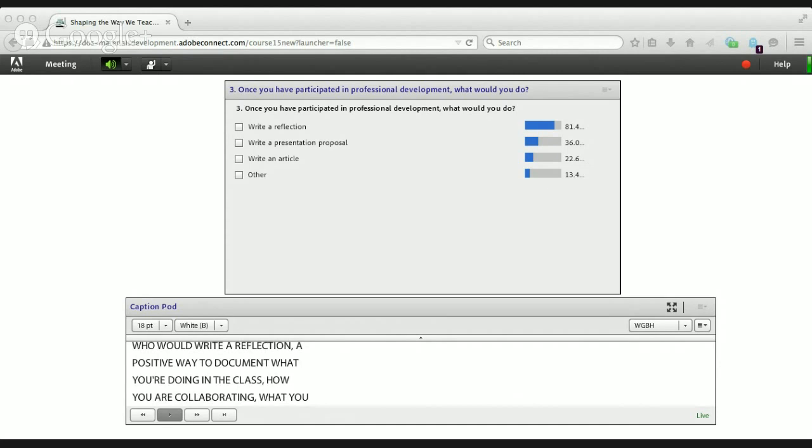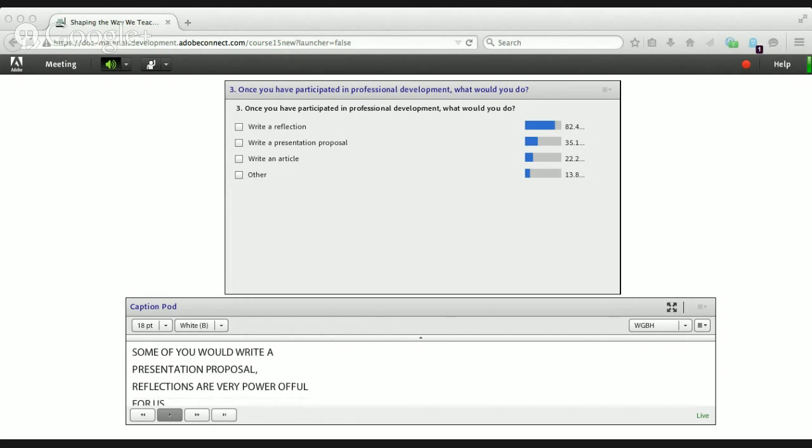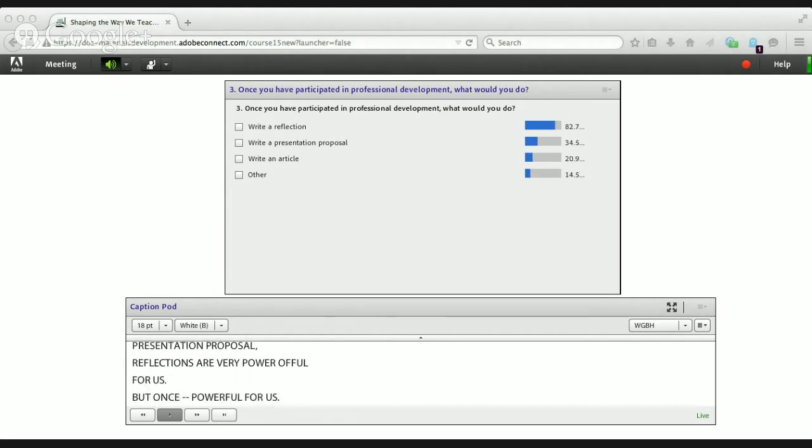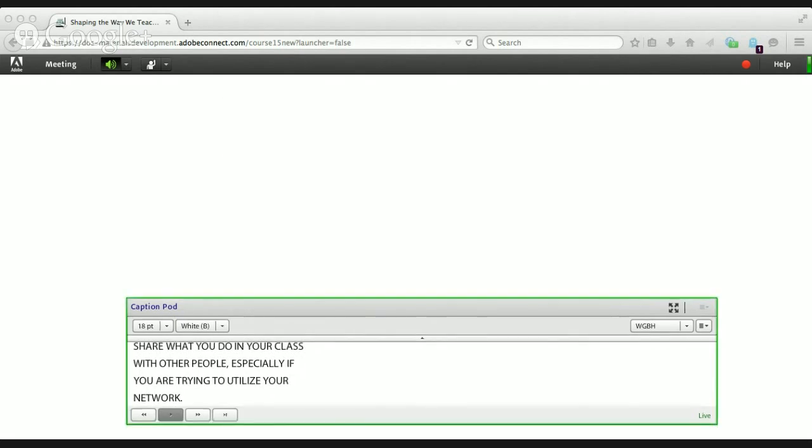Some of you might write a presentation proposal. What I'd like to get at here, reflections are very important and very powerful tools for us. But once you've completed projects like these, it's really important to share what you learned or the best practices that you have determined. Share those with your colleagues. It's very important because many of these things that we're doing, we're exploring, we're trying things out. So the more I can learn from other people before I try something out in my classroom, the more empowered I feel. So it's really important to share what you do in your class with other people, especially if you're trying to utilize your network. Because the more you share, then the more other people are going to want to share what they do also. Okay. Thank you for that.